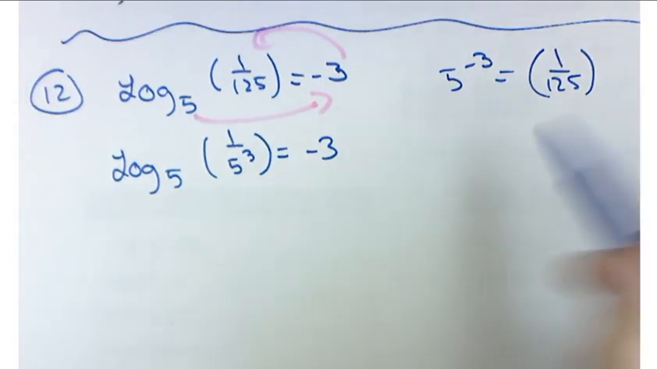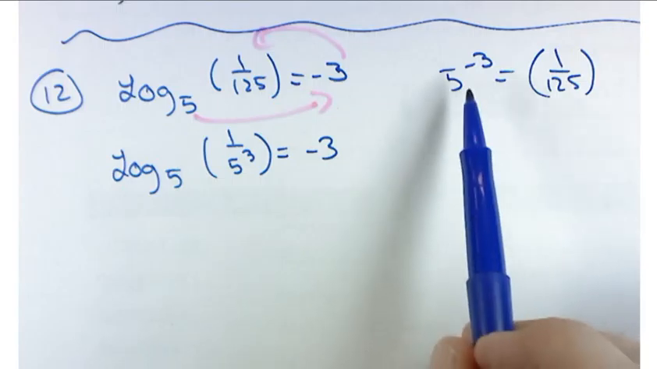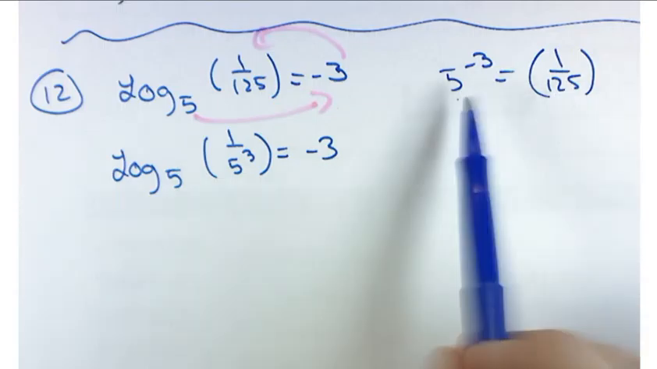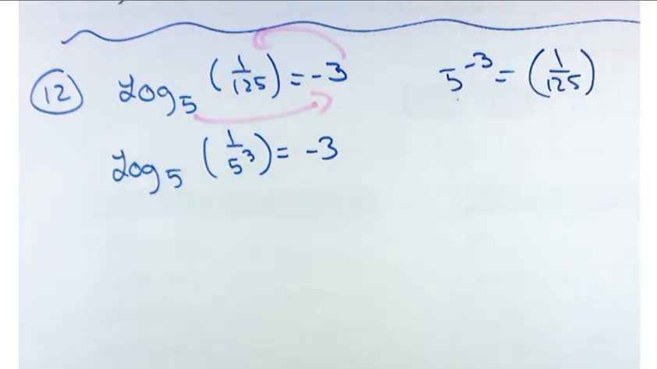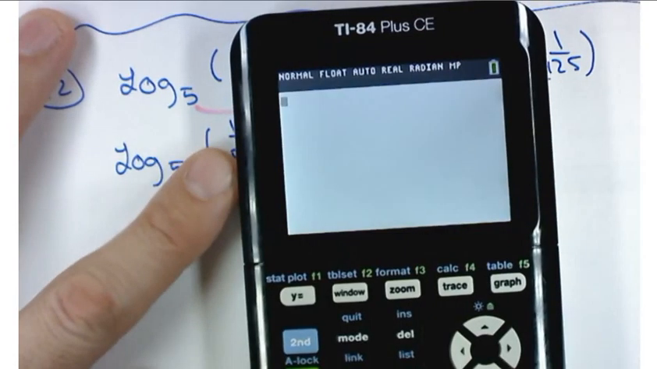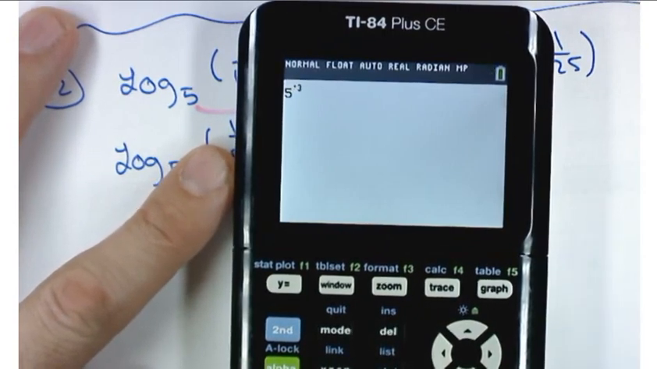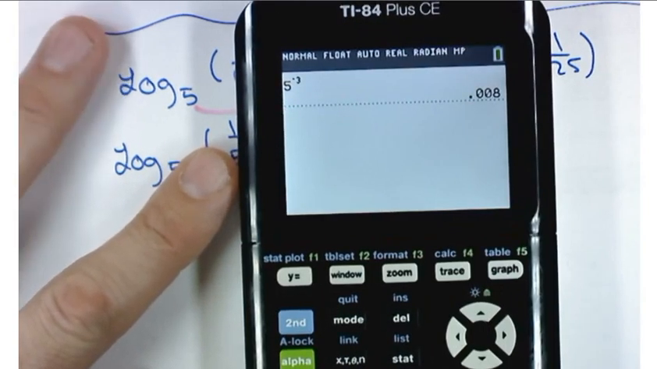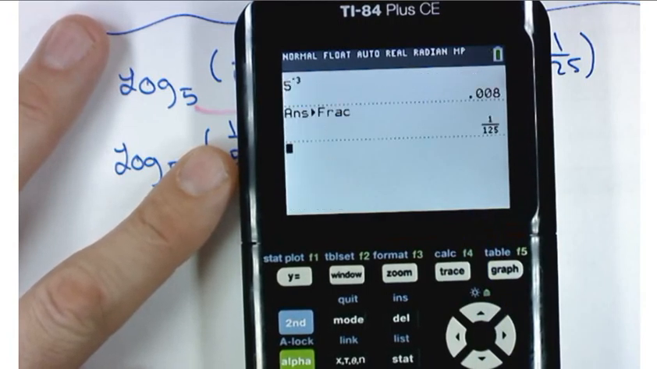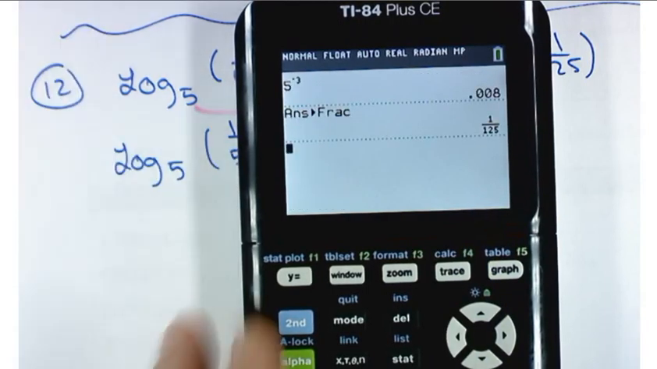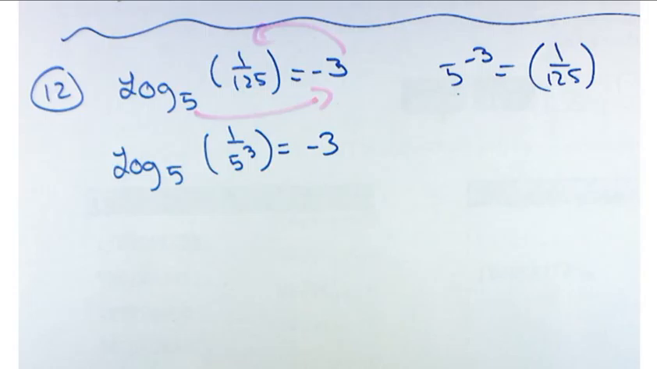And you can check that on your calculator. You can check that 5 to the negative third gives you the same decimal value as this. Or you can just convert it to a fraction. 5 raised to negative 3 is 0.008. Hit the math key, answer the fraction. Boom, 1/125th. So check these, please. Make us both happy if you get them right.